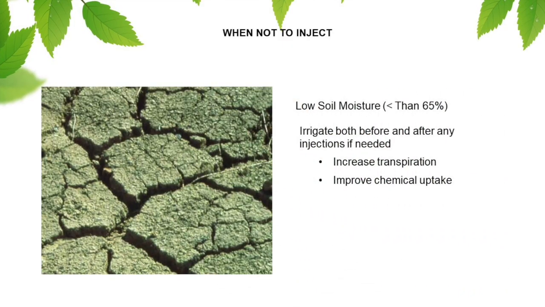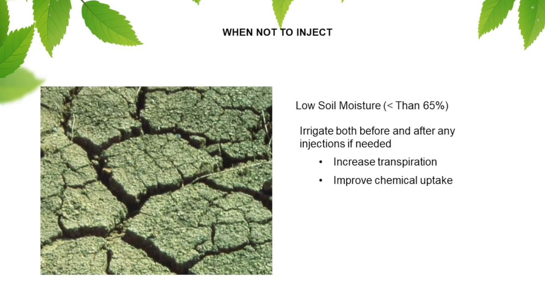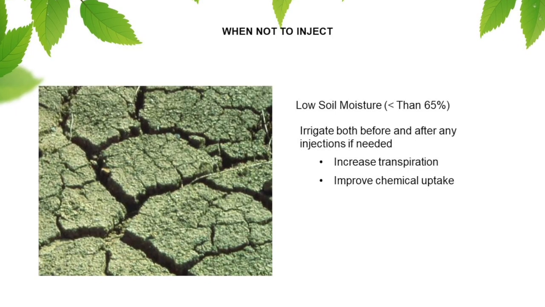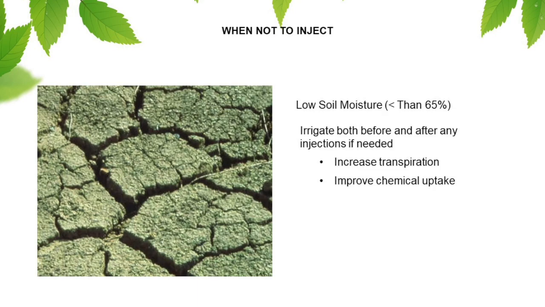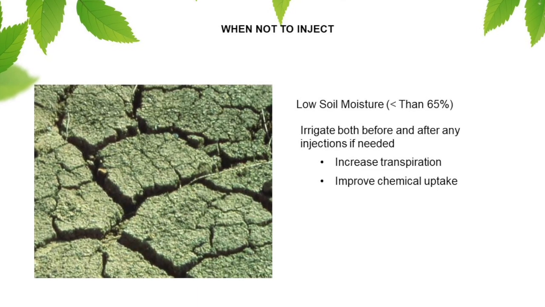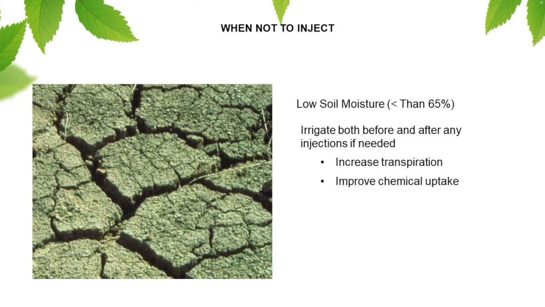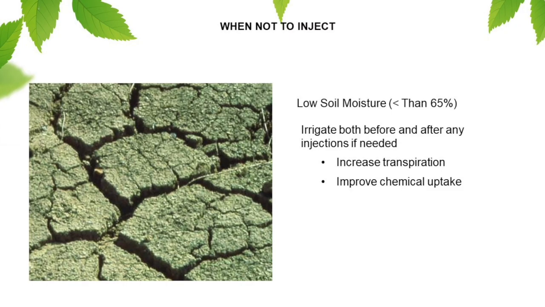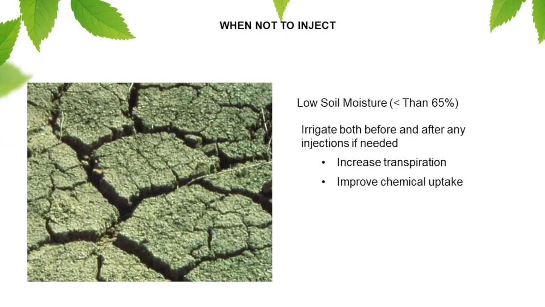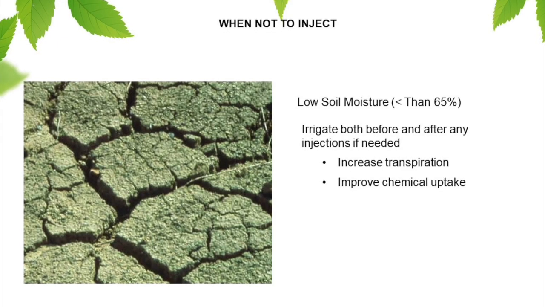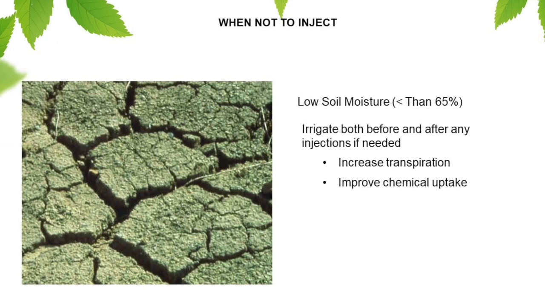When not to inject. Don't inject when soil moisture is low, less than 65%. Irrigate both before and after any injections if needed to increase transpiration and improve chemical uptake. The majority of roots are in the top 10 inches of the soil. Soil moisture at this depth is the most desirable condition for successful microinjection. The soil should not be saturated, but evenly moist.